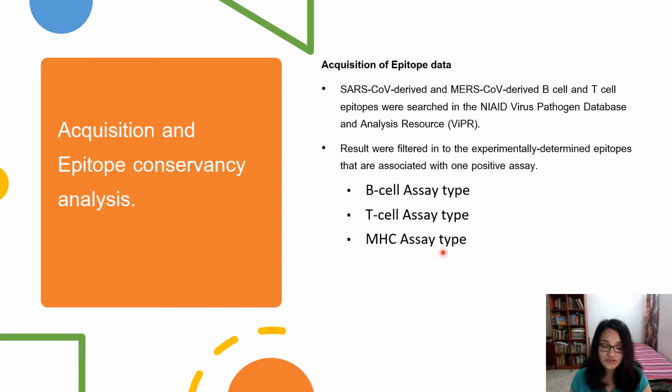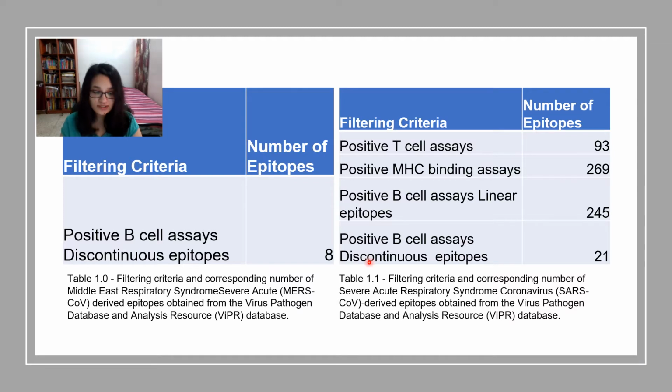Next is the acquisition of the epitope data. This we obtained from the NIAID Virus Pathogen Database and Analysis Resource, that is ViPR. We searched for immune epitopes under the coronavirus taxon, and the results were filtered to give experimentally determined epitopes of the spike glycoprotein of beta coronavirus for the human host, with at least one positive assay each for the B cell, T cell, and MHC type assays. The filters in total resulted in 518 epitopes, and we downloaded them in the form of an Excel file.